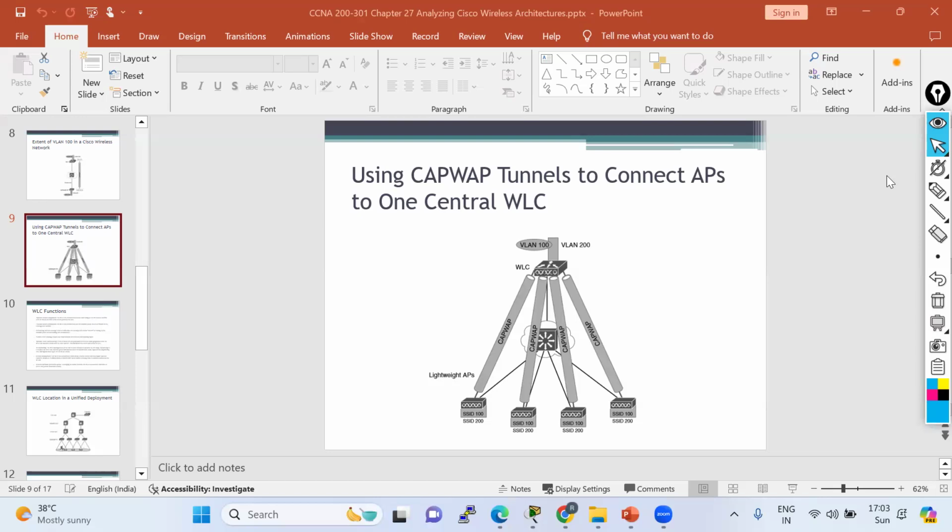But yes, this is how CAPWAP is required, and CAPWAP is very important and very secure, because the control and provisioning of wireless access points is known as the CAPWAP tunnel. So now let's move to the WLC.